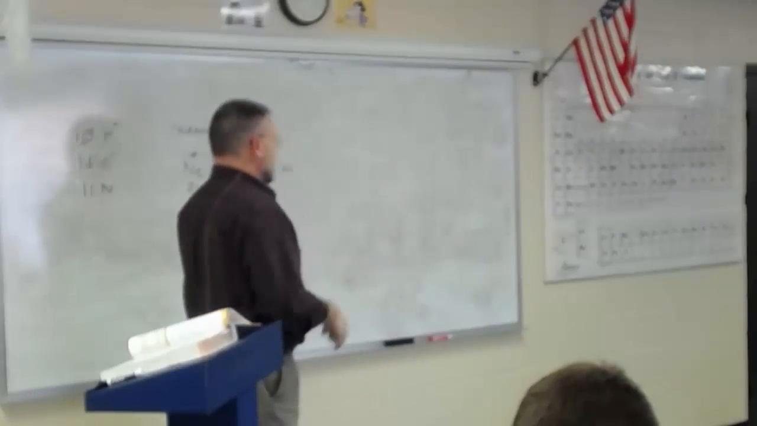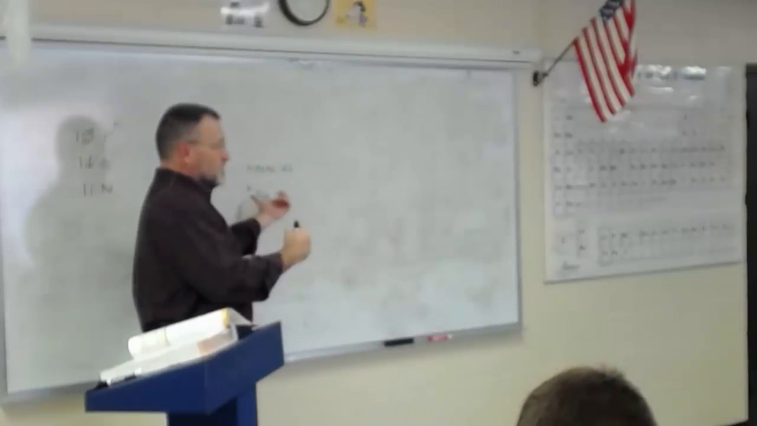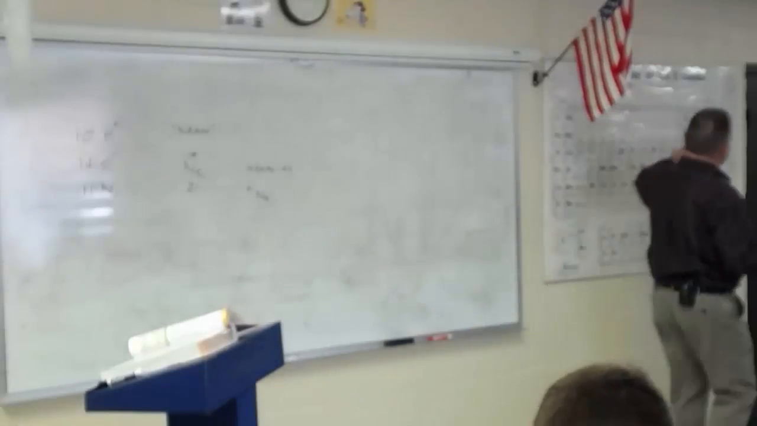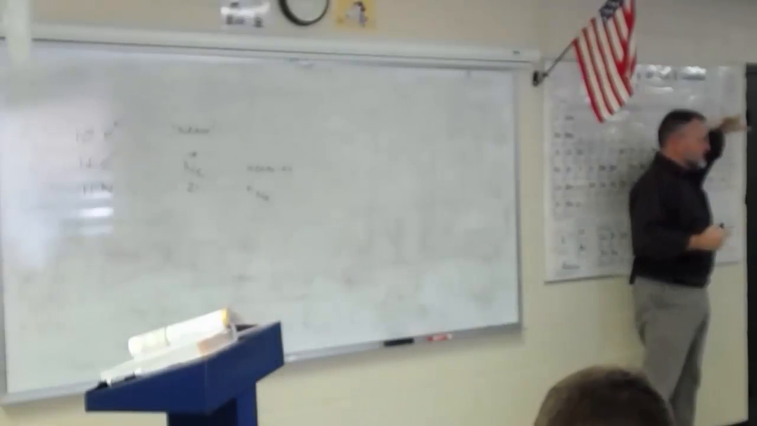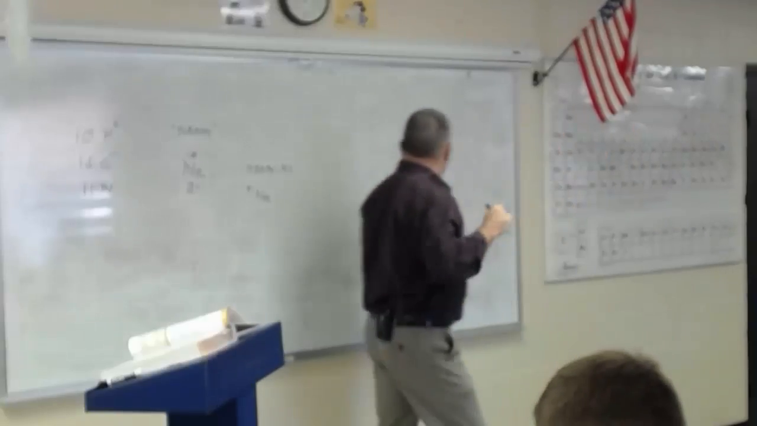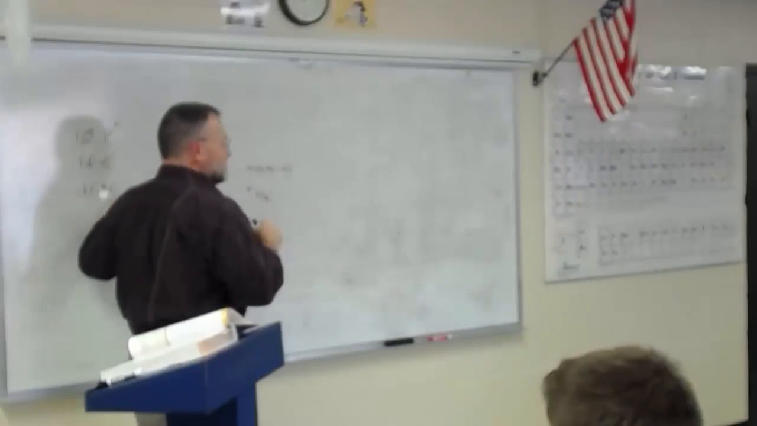On average, is this the typical? No. How far off are we? The typical number here for neon is 20.179. So if you had to guess, does the average atom of neon have 11 neutrons or 10 neutrons?